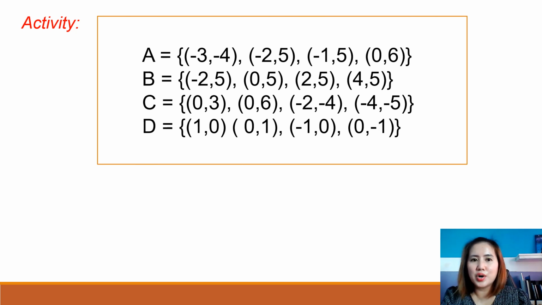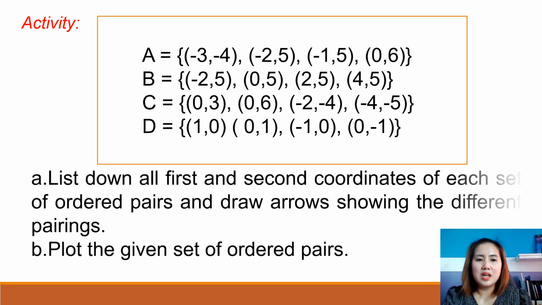We have here four sets of ordered pairs A, B, C, and D. So for the first set, A, we have (-3, -4), (-2, 5), (-1, 5), and (0, 6). For set B, we have (-2, 5), (0, 5), (2, 5), and (4, 5). For set C, we have (0, 3), (0, 6), (-2, -4), and (-4, -5). For set D, we have (1, 0), (0, 1), (-1, 0), and (0, -1).